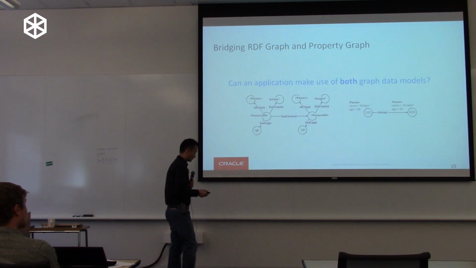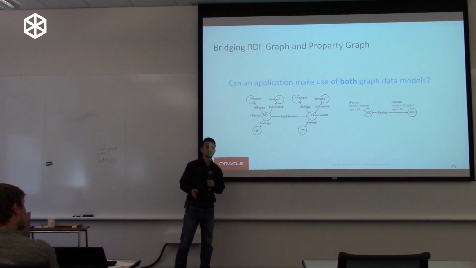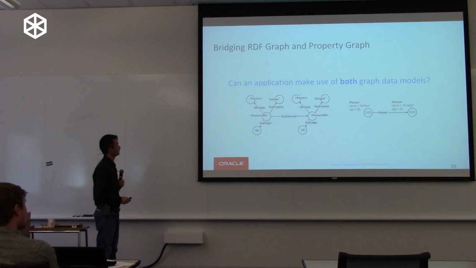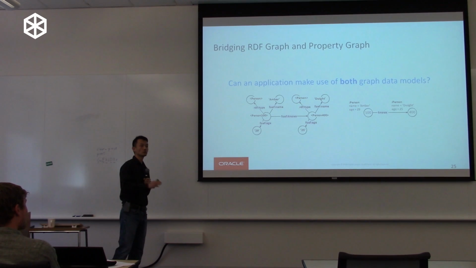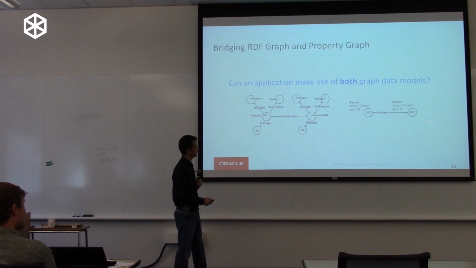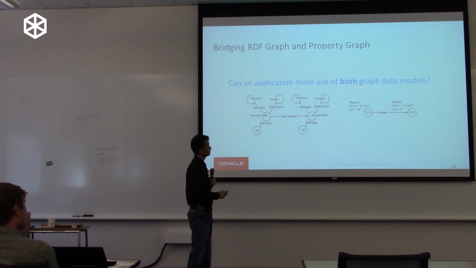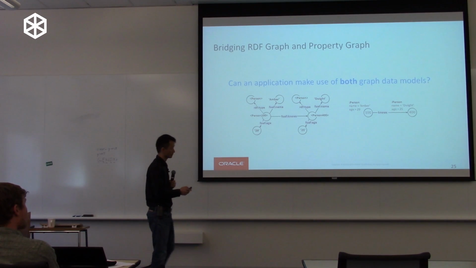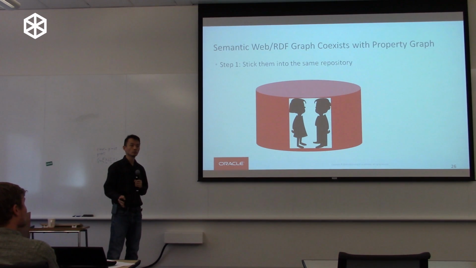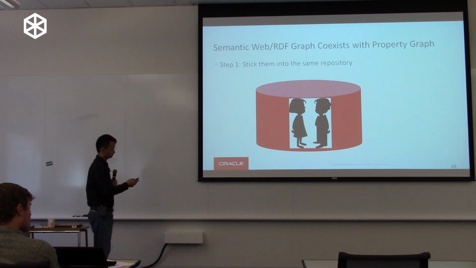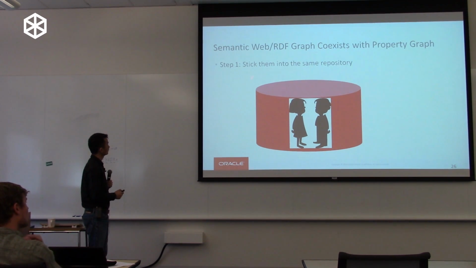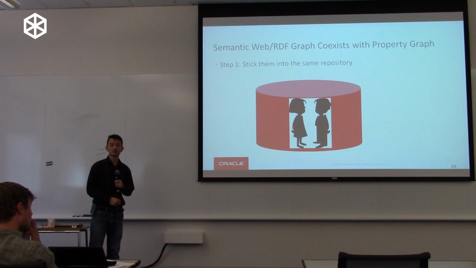Now, we have seen the strengths and weaknesses of these two different graph data models. The question is, can a single application make use of both graph data models? We have RDF here, we have PG here. Can they be used in a single application? The answer is yes. Of course, there are many different ways to achieve this. Here is a simple workflow. Step 1, stick them in the same repository.